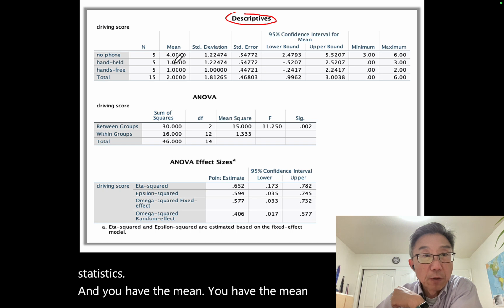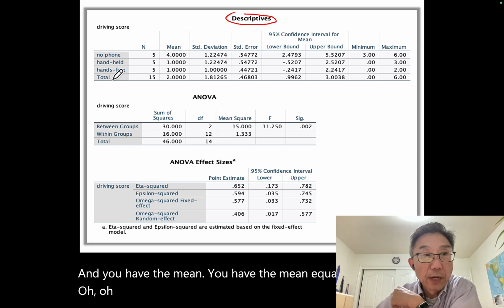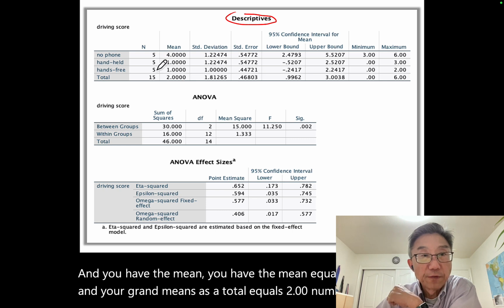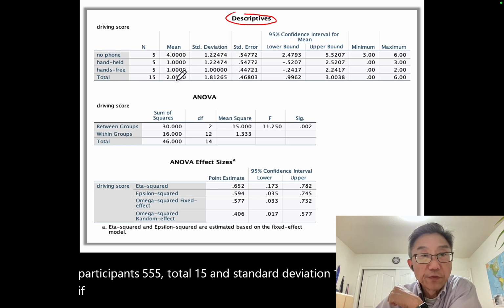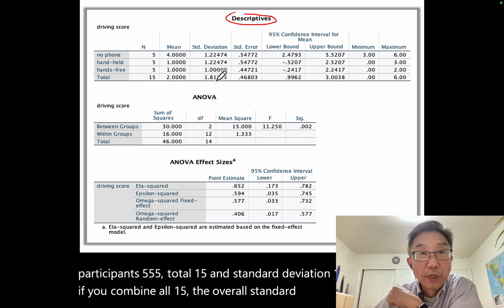The means equal 4.00, 1.00, 1.00, and your grand mean, that's the total, equals 2.00. Number of participants, 5, 5, 5, total 15. And standard deviation, 1.22, 1.22, 1.00. And if you combine all 15, the overall standard deviation is 1.81.